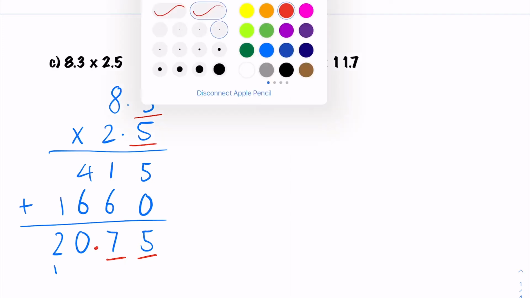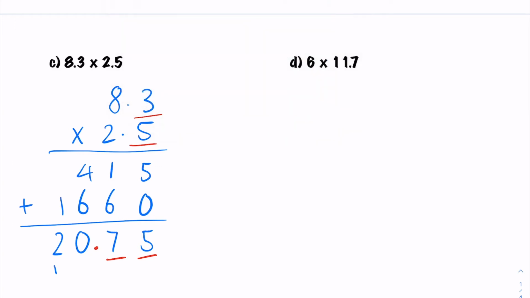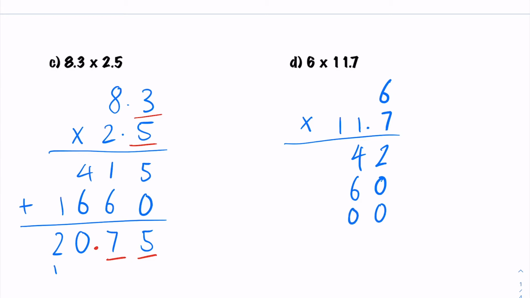6 times 11.7. Let's write that out. 6 times 11.7. And you'll notice it's not lined up in place value, but it's not going to be so important for this one here. 6 times 7 is going to give you 42. So let's put that in. And then moving to the next number. So 6 times 1, we're going to have to drop down. Let's put in a 0 there. 6 times the 1 is just going to give you 6. And then dropping down to the last row, you're going to have to put in 2 zeros.